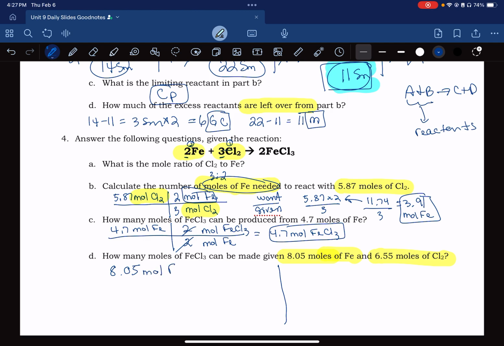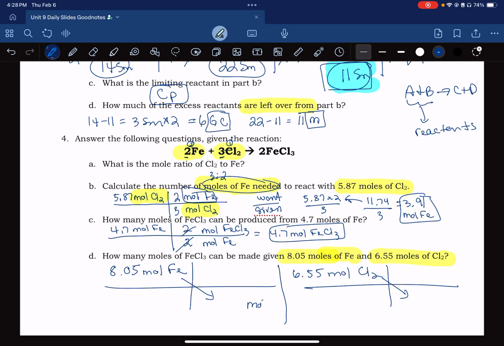8.05 moles of iron, and then we have 6.55 moles of diatomic chlorine. Okay, writing my train tracks for my dimensional analysis here. So we talked about this. We have to write the same units diagonally. So we have moles of iron and moles of diatomic chlorine.